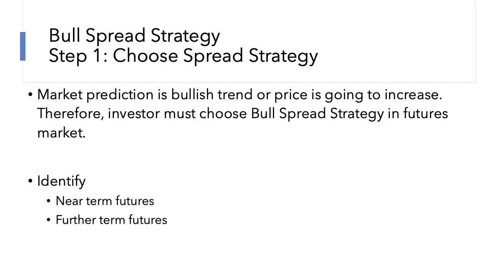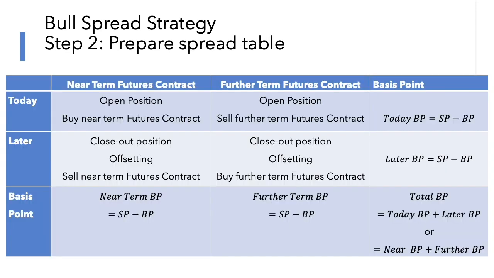Let's move to the bull spread strategy. So bull spread strategy you use when you expect a bullish market or price is going to increase. So step number 1, for bull spread strategy, you need to choose your spread strategy. Okay, so if you expect a bullish trend or price is going to increase, then you use bull spread strategy. Then you need to identify what is your near-term futures, what is your further-term futures.